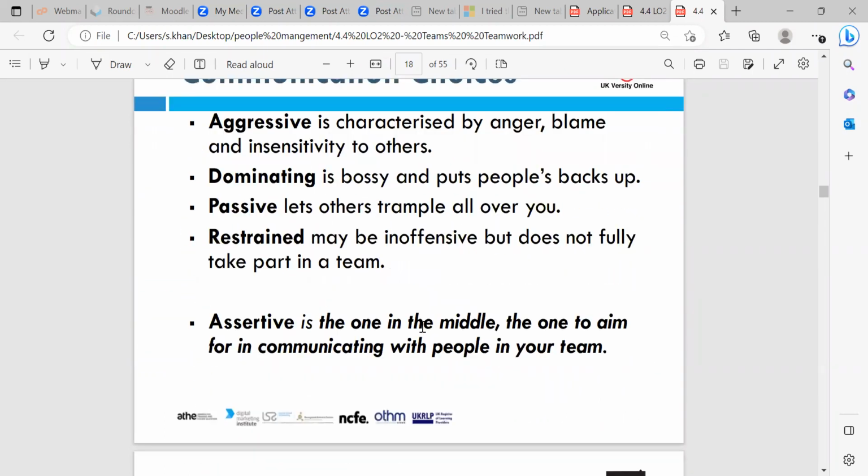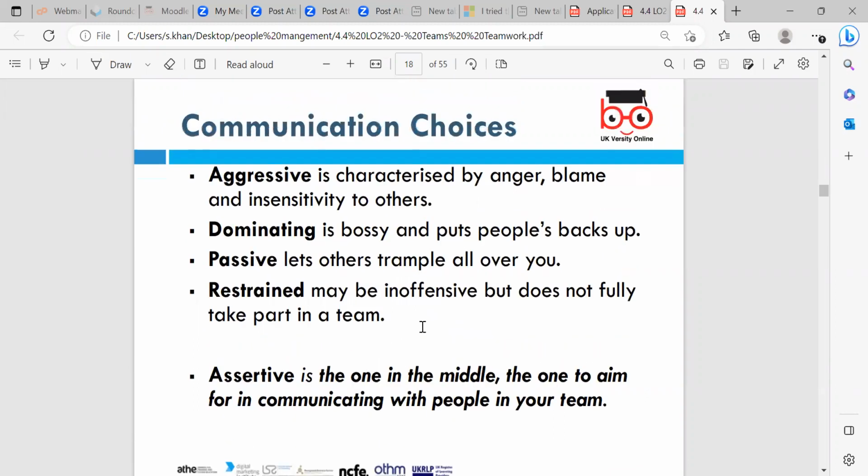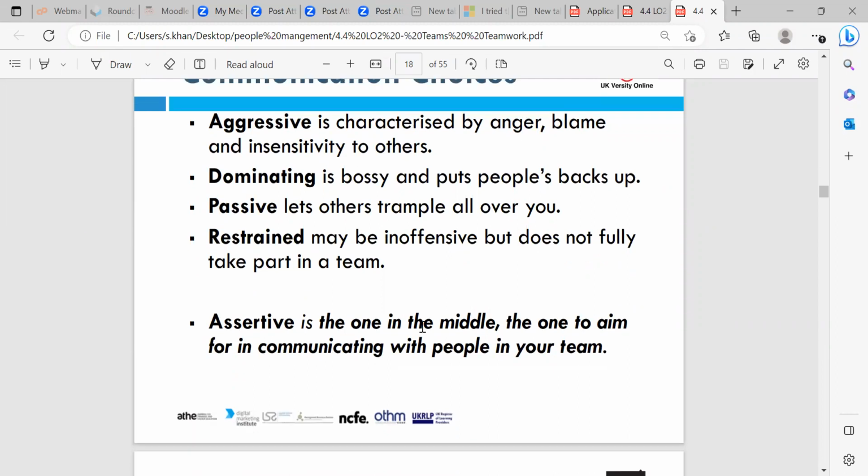Communication choices. So aggressive is categorized by anger, blame, and insensitivity to others. So try to be more sensitive to others' feelings and try to understand others' feelings. Dominating is bossy and puts people's backs up, so try to be less dominating. Passive lets others trample all over you. Restraint may not be offensive but does not fully take part in a team. Assertive is the one in the middle, the one to aim for in communicating with people in your team.